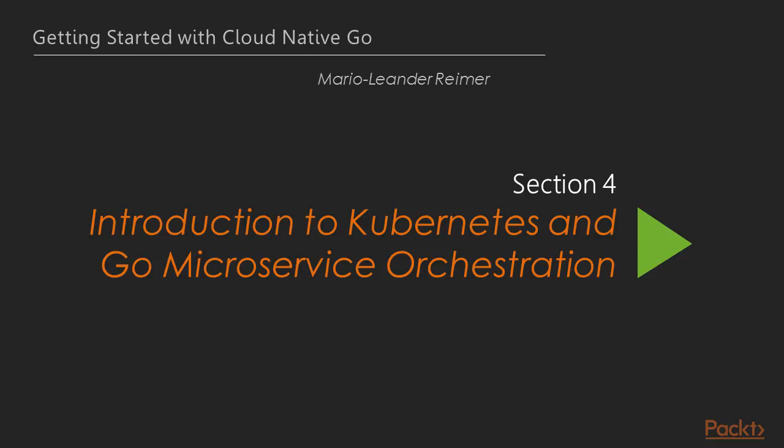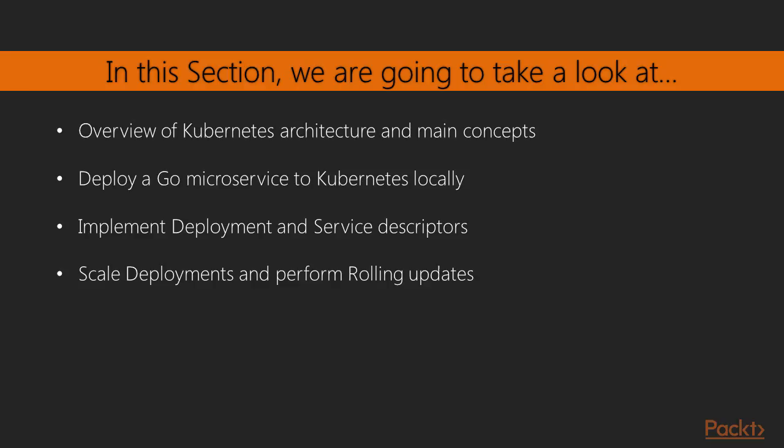So this fourth section of this course is all about Kubernetes and how you can use it to orchestrate our Go microservice. So in this section, we're going to take a look at a brief overview of the Kubernetes architecture and the main concepts. We then are going to deploy our Go microservice to Kubernetes locally using Minikube. I'm going to show you how you implement high-level concepts such as the deployment and the service descriptors you need to run a microservice in Kubernetes. And finally, I'm going to show you how you can scale deployments and perform rolling updates on those deployments.